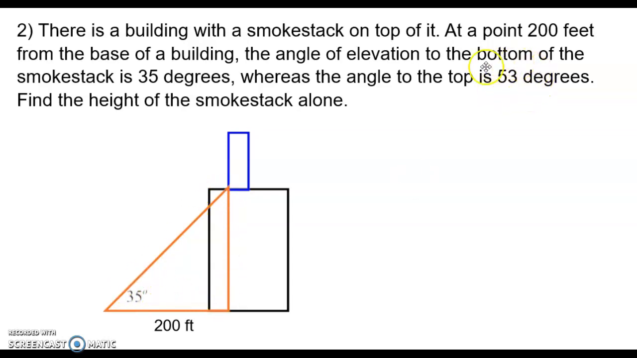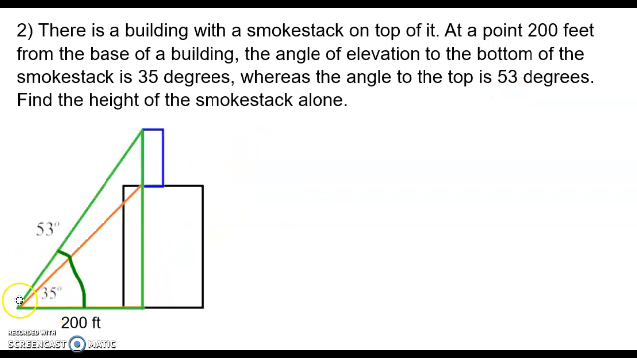I'm going to draw a second triangle using the information here that the angle to the top is 53 degrees. So if you take a look, there's our original triangle from that same spot going to the bottom of the smokestack. This green triangle is what is going to the top of the smokestack. So this angle measure here is 53 degrees.